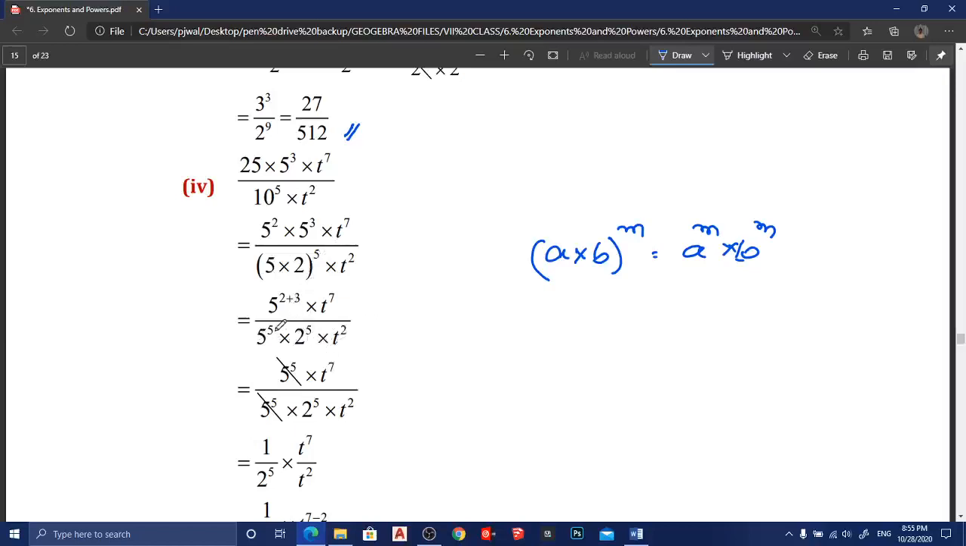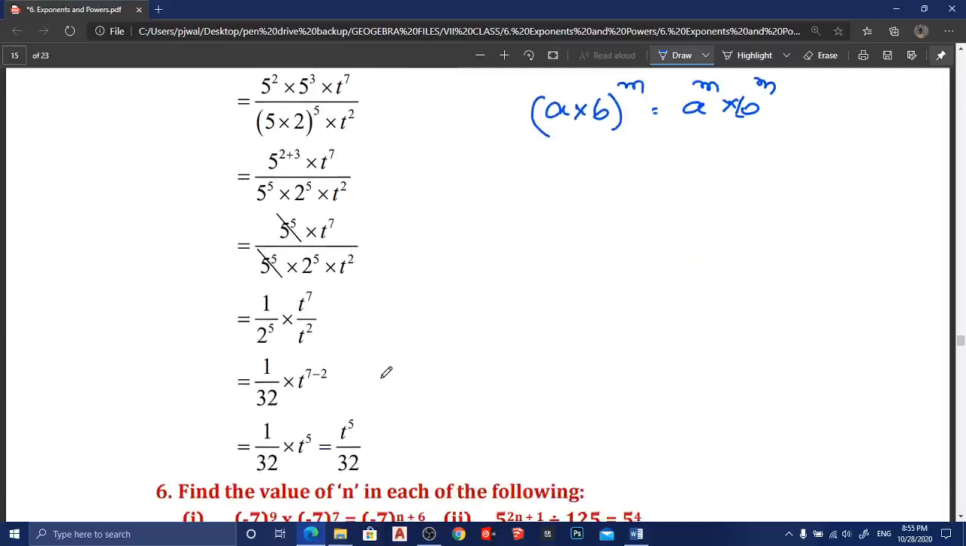Okay. So now by adding these two, you will get 5 to the power of 5 by, again this is 5 to the power of 5. These two get cancelled here. So what are the remaining terms here? t to the power of 7 by 2 to the power of 5 into t square. So now I am writing it as 1 by 2 to the power of 5, constant terms I am taking separately, into t to the power of 7 by t square, because these two terms are t terms and this is constant.